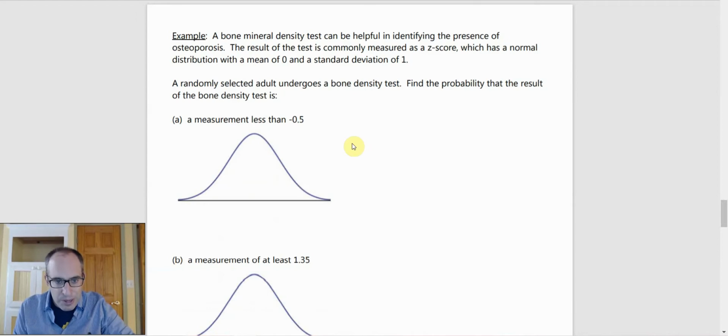So the mean is going to be 0 if this is standard normal, so I can put that in. And then negative 0.5, you don't have to get this perfect, but it should be less than 0, right? It's a negative number. It's roughly about here.